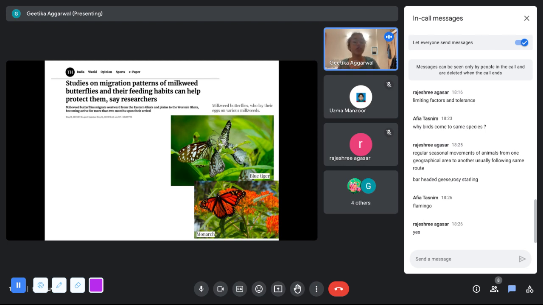And earlier researchers did not pay much attention to butterfly migrations because these are small insects. But now it has come to attention, and a lot of people have been working on this lately.